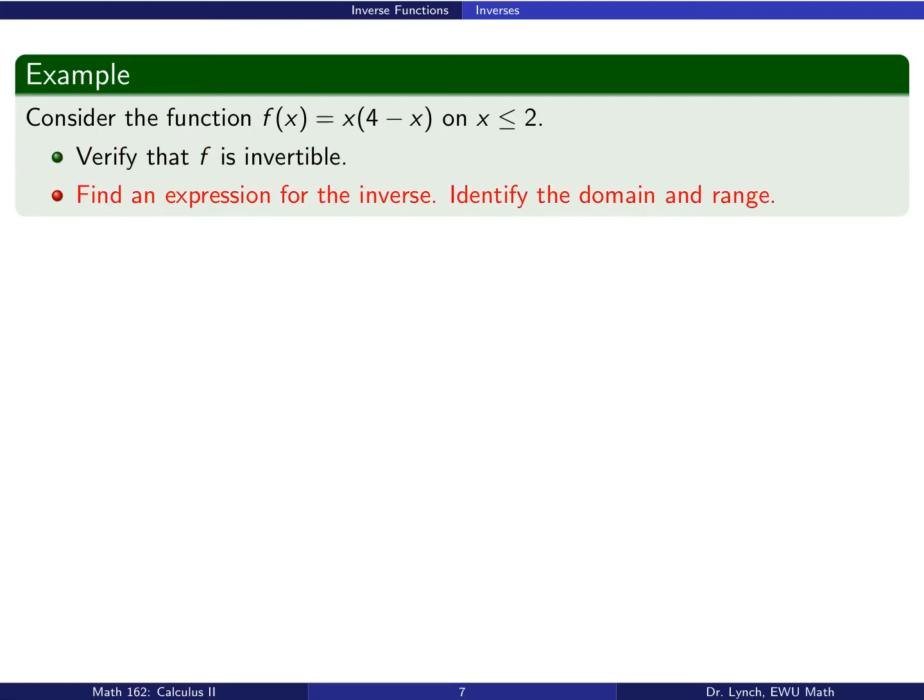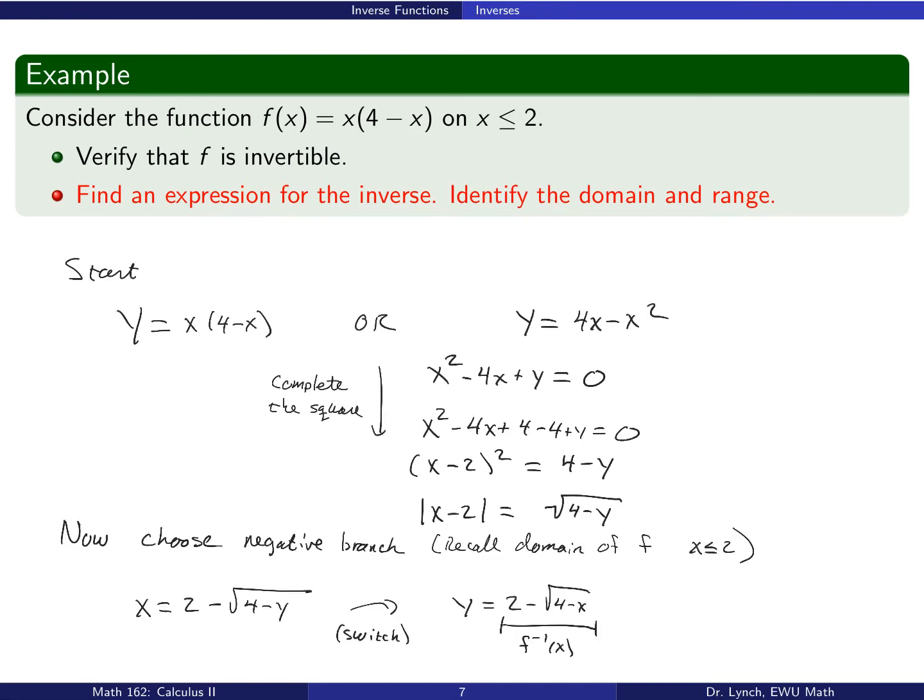Okay, so like we mentioned, we'll write y equals f of x, try to solve for x, and then interchange x and y, and that inverse should be sitting right in front of us. So again, we'll start by writing y equals f of x and solve for x. In this example, I've completed the square to do that. We end up with an expression of the form (x minus 2) squared equals something.